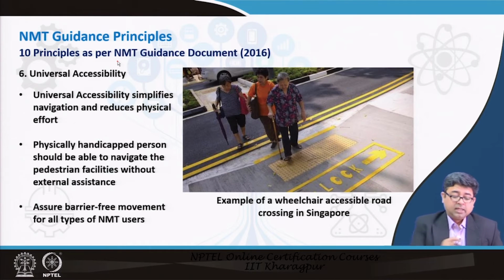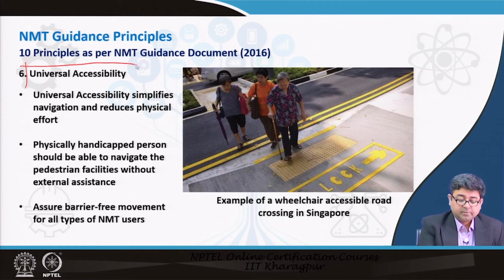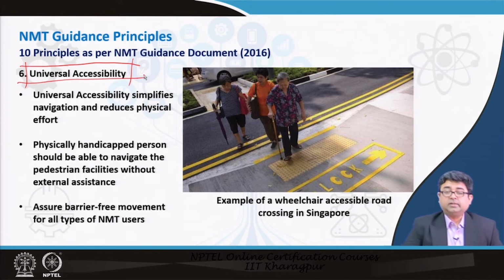Moving ahead, the sixth principle, which is a very essential principle, is universal accessibility. When we are designing for NMT infrastructure, we have to keep in mind that we are trying to design for all types of users who come under the ambit of non-motorized transport users, right. That includes people with disabilities, specially abled people, small children, elderly people. So, all of them combined are categorized as non-motorized transport users.